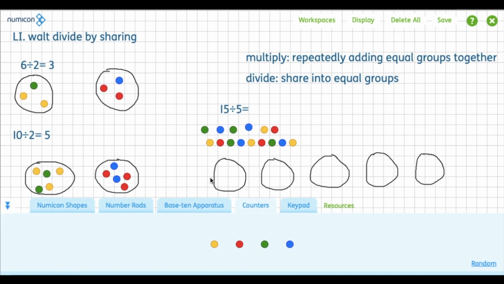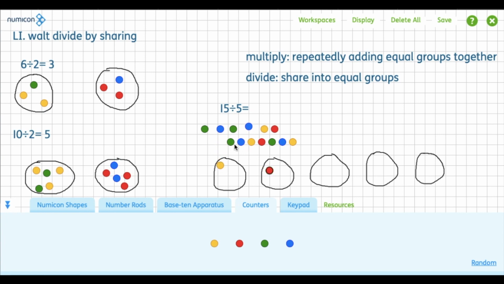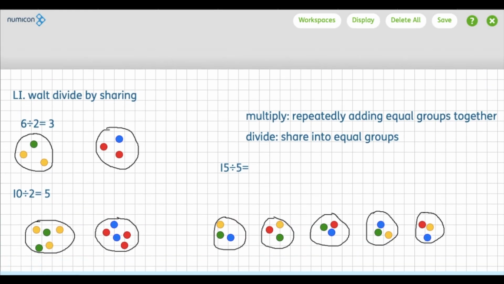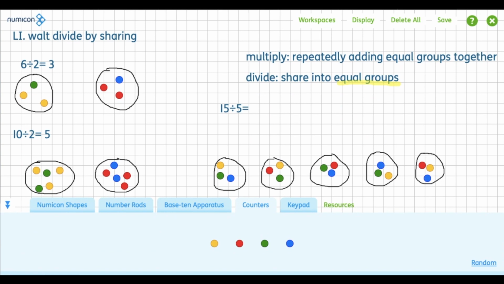So I'm going to share them equally. I have to put 1 into each circle before I go back to the first one. So 3rd circle, 4th circle, 5th circle. Then I go back to the beginning, and again, and again. And as you can see, I've got 3 in this circle, 3 in this one, 3 in this one, 3 in this one, 3 in this one, which means that I have equal groups, which is really important. They're all equal, and they each have 3, so my answer is 3.